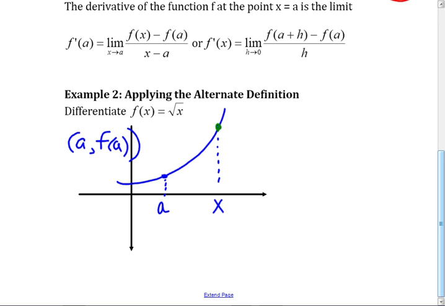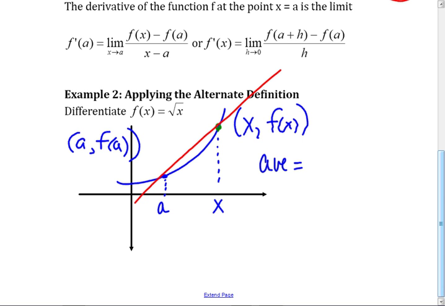And this one is a little easier, at least, to set up. X, comma, F of X. So what's the average rate of change? Well, it's just the slope of the secant line. That's all it is. It's just the slope there. We've done this, right? It's F of X minus F of A over X minus A.